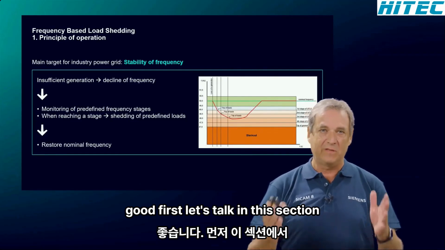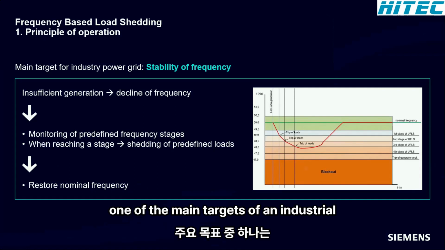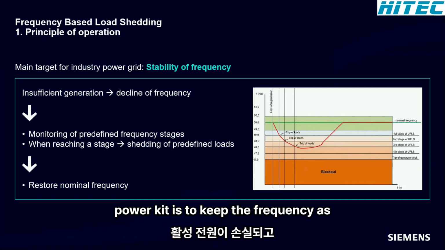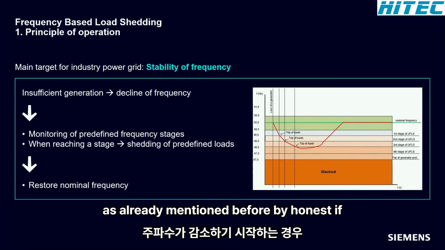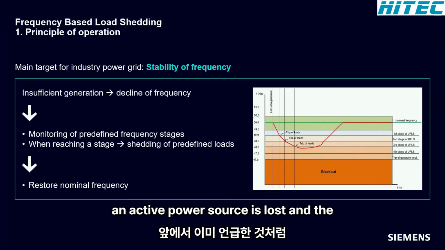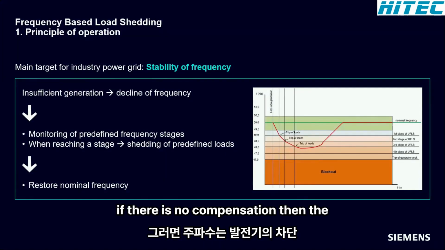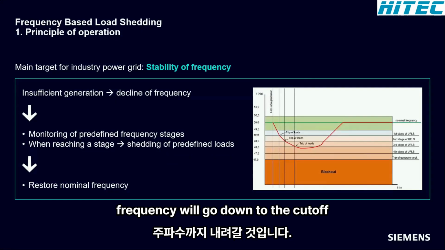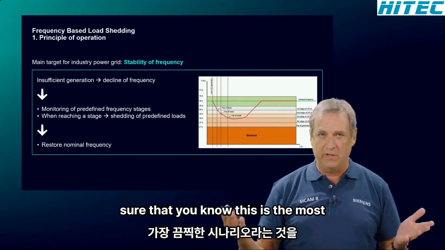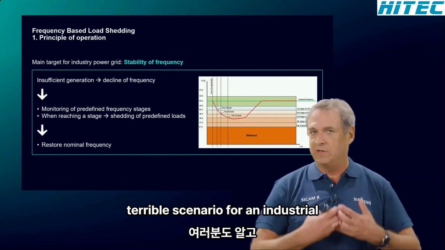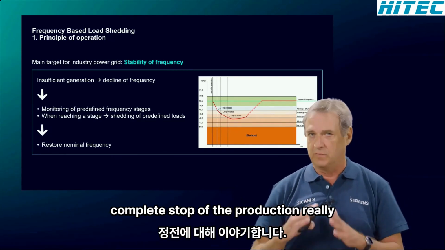Good. First, let's talk in this section about the basic function of frequency-based load shedding. One of the main targets of an industrial power grid is to keep the frequency as stable as possible. As already mentioned before by Arnis, if an active power source is lost, then the frequency in the power grid will start to decline. If there is no compensation, then the frequency will go down to the cut-off frequency of the generators. I'm pretty sure that you know this is the most terrible scenario for an industrial plant. Then we talk about a blackout, a complete stop of the production, really terrible.